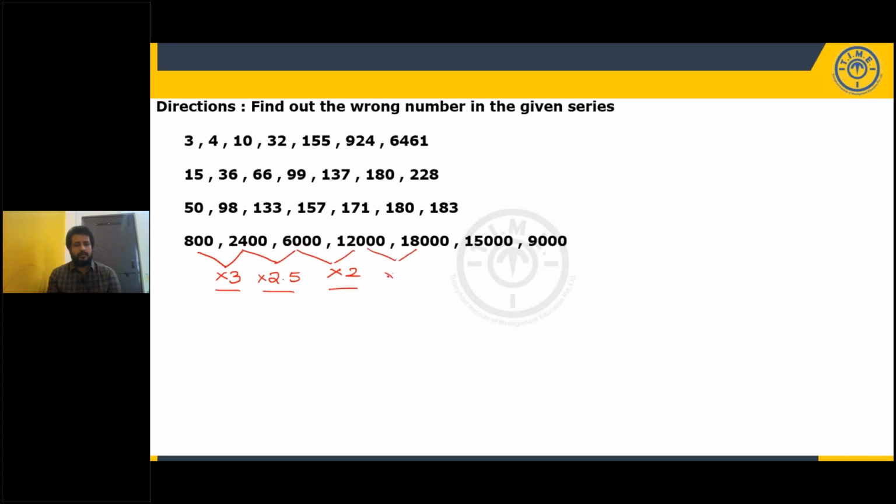What could be the pattern? Into 1.5, into 1, and into 0.5. So 12,000 into 1.5 is 18,000. It is fine, but 18,000 into 1 is again 18,000. But we need to cross check with the next number. 18,000 into 0.5 is 9,000. Perfectly matching. So the wrong number in the series is 15,000, and the correct number is 18,000.